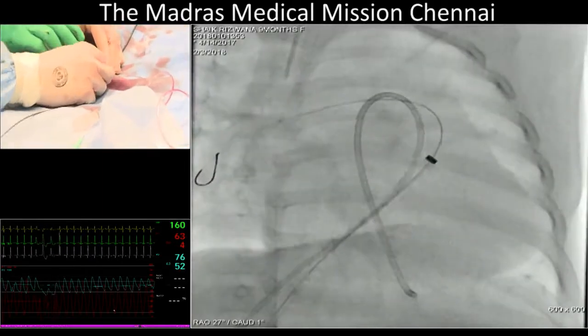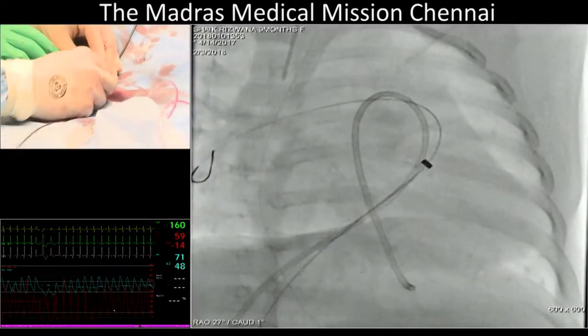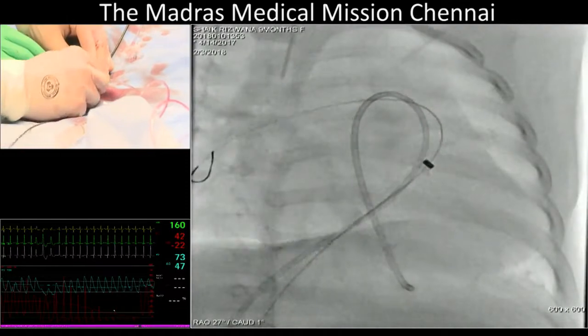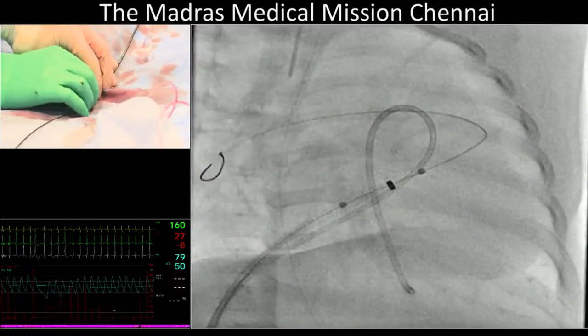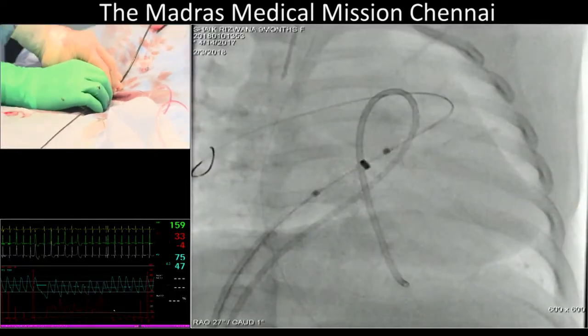So what are you going to do now? Since we have gone with a Taishak balloon, I am going with a high pressure balloon right now. This high pressure balloon is a Mustang.